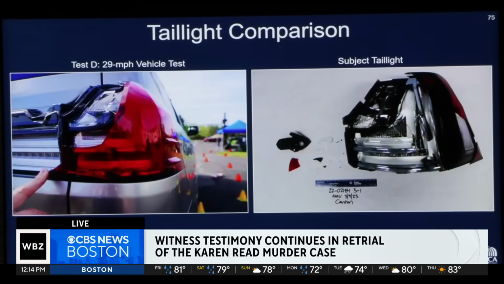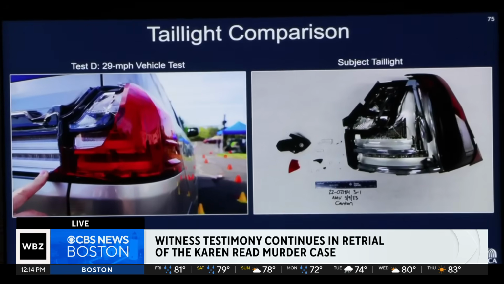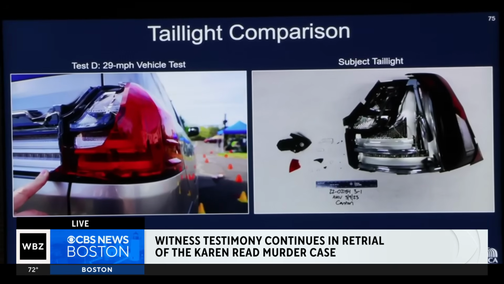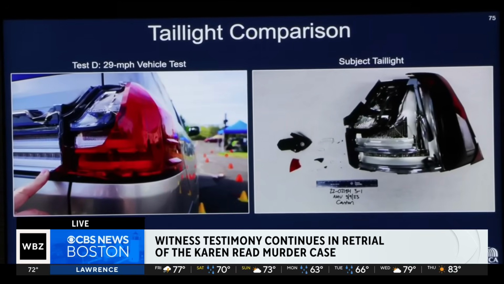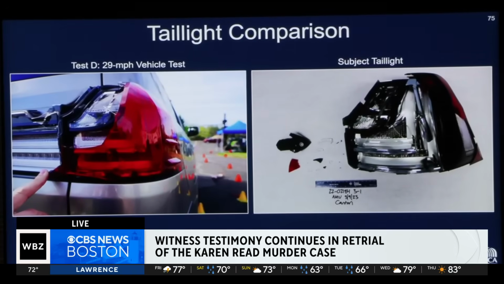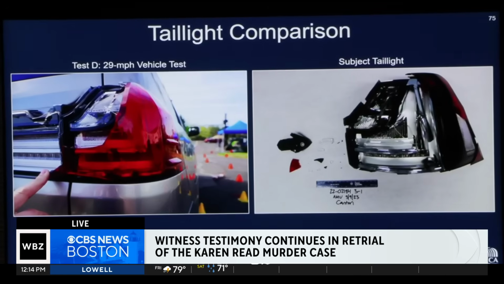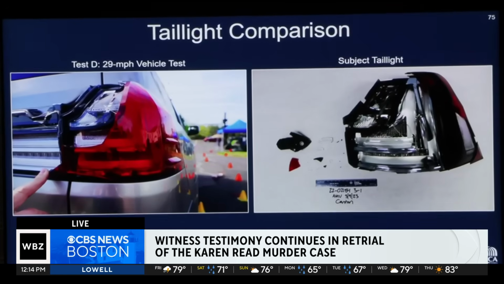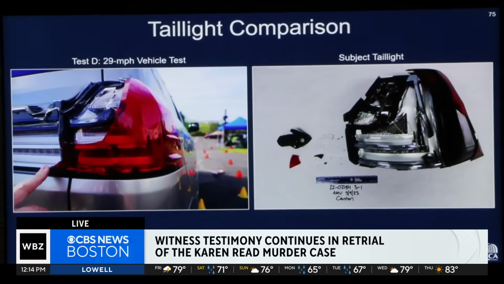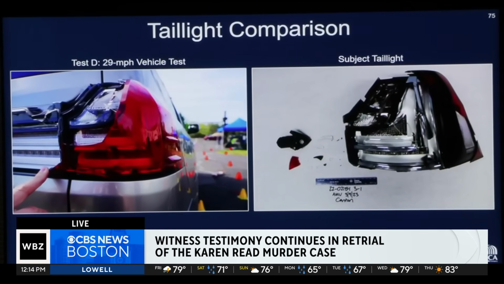What is this side-by-side depicting? This is showing the results of the 29 mile per hour impact test to the test vehicle compared to that of the subject taillight. Given that orientation of test D, were you able to reach any opinions or conclusions as to whether or not the damage to the subject taillight is consistent with striking an arm at 29 miles per hour? It was inconsistent. What's the basis for that opinion, Dr. Wolfe? The results of this test.